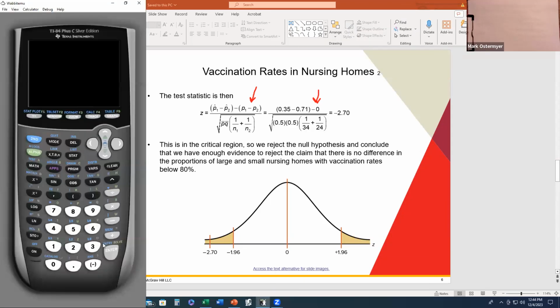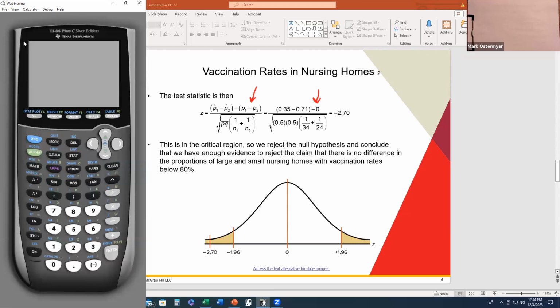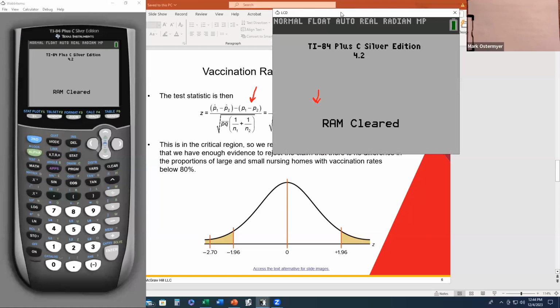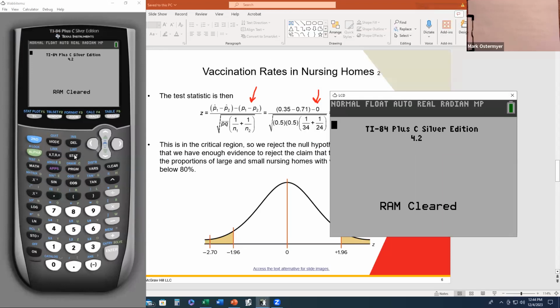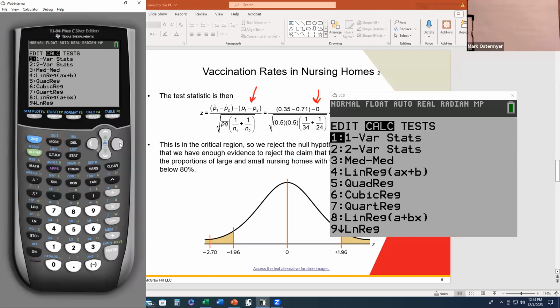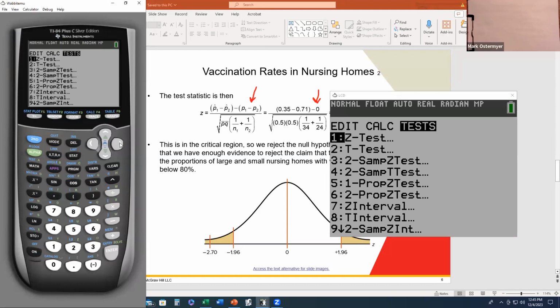So we will bring up our calculator and see what we can get into here. So we go to stat, tests, and this is going to be a 2-prop Z test. 2 proportions, we're testing for 2 population proportions, and it's a Z test. So that's the function we're going to use today in section 9.5, 2-prop Z test.